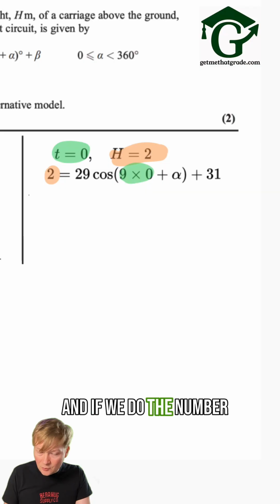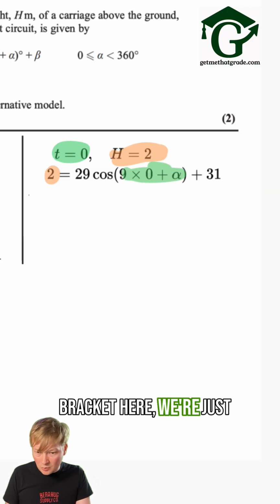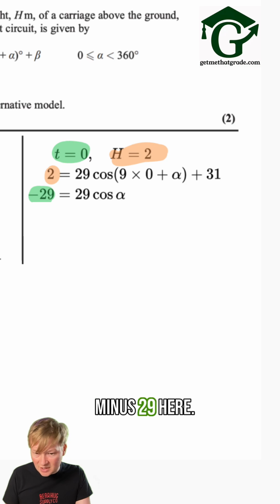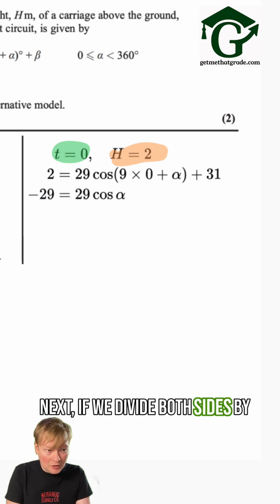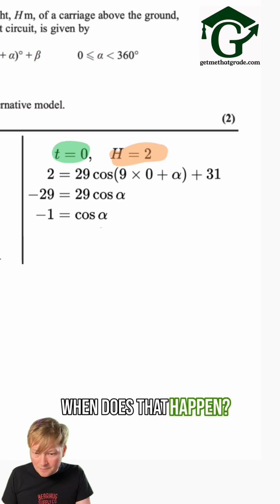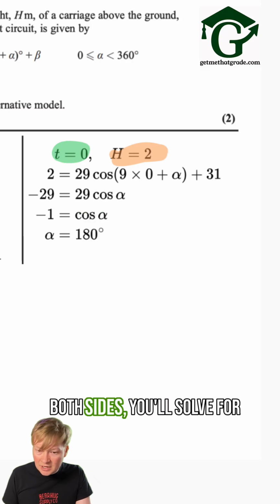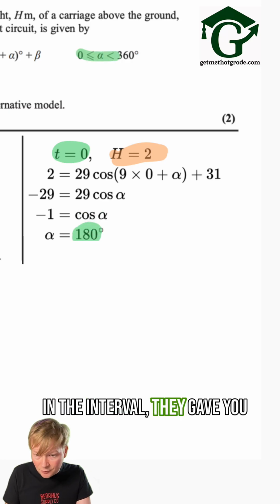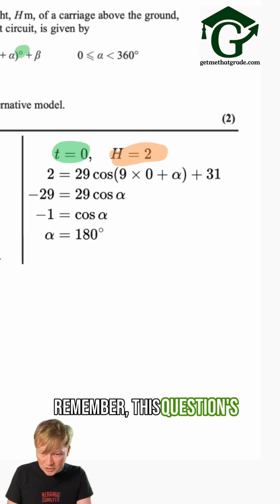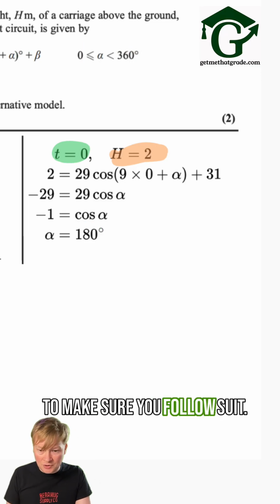So like so. And if we do the number crunching on this, in the bracket here, we just end up with alpha. And if you subtract 31 from both sides, you'll end up with -29 here. Next, if we divide both sides by 29, we have that cos alpha is -1. When does that happen? Well, if you apply arc cos to both sides, you'll solve for alpha in the interval they gave you between 0 and 360. The only value of alpha is 180 degrees. Remember, this question is in degrees, not radians, so make sure you follow suit.